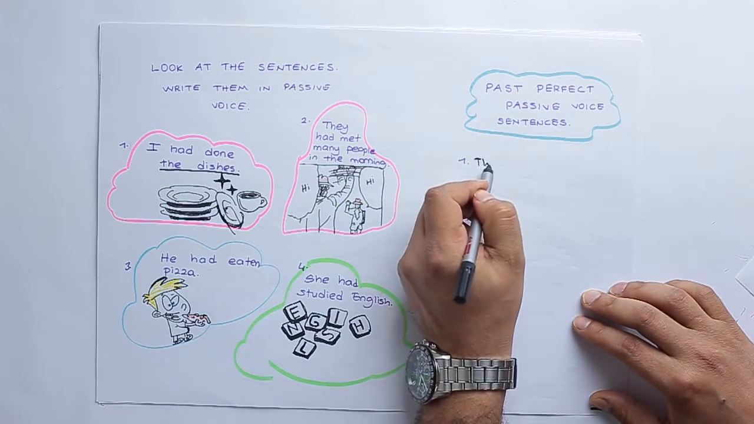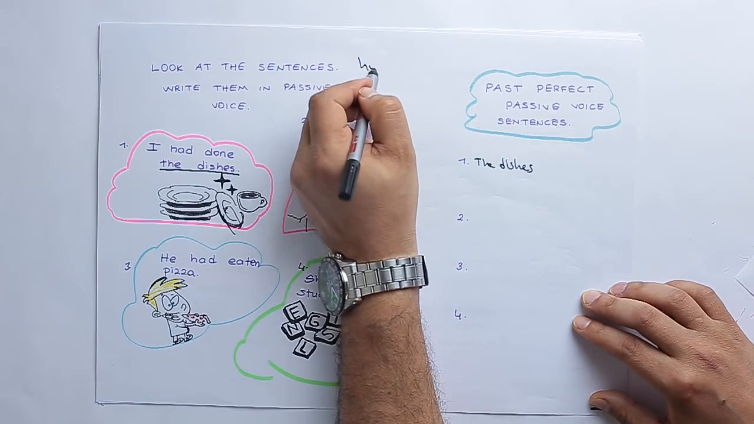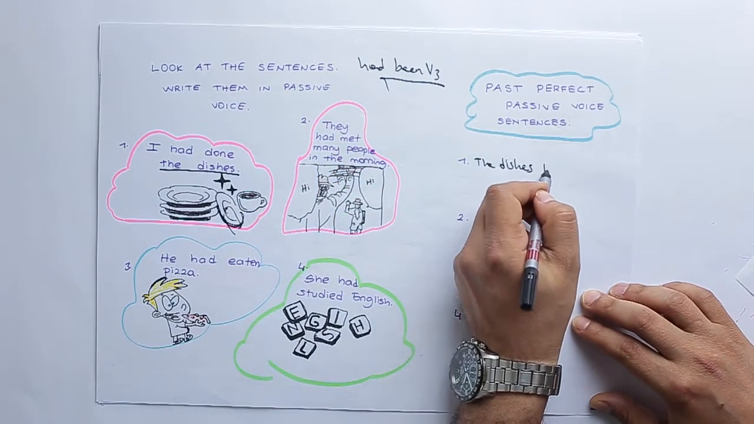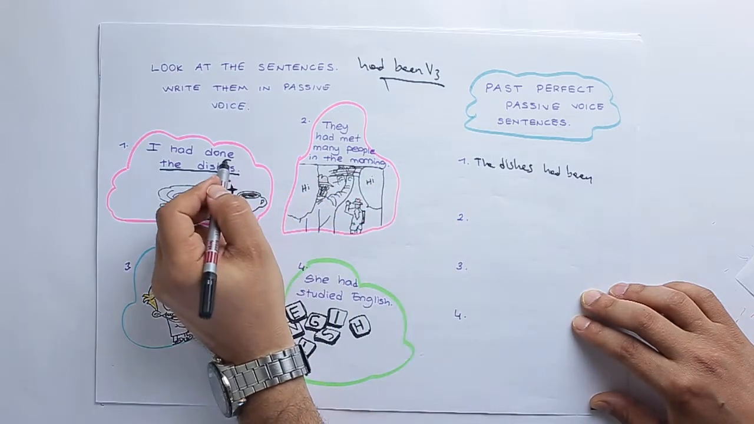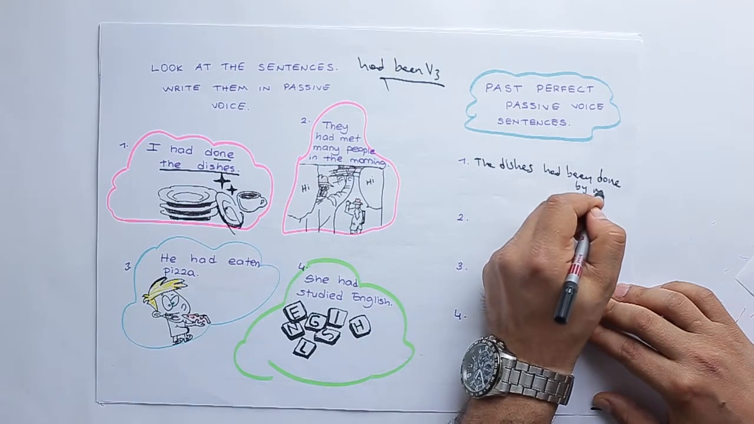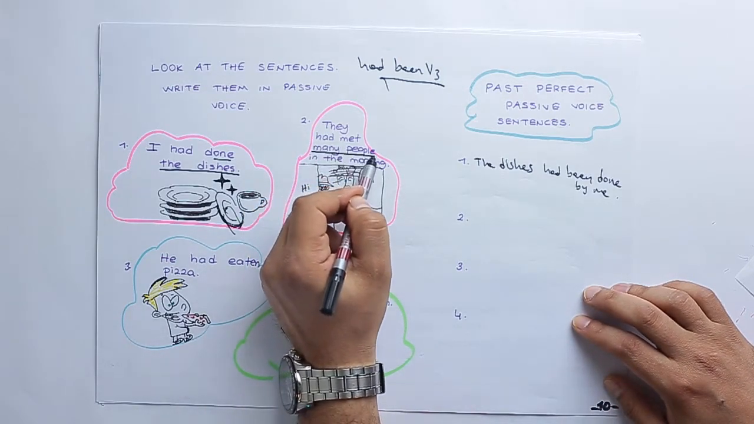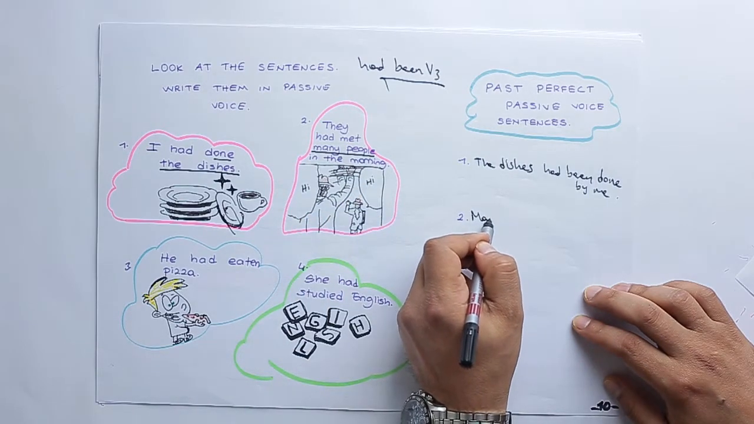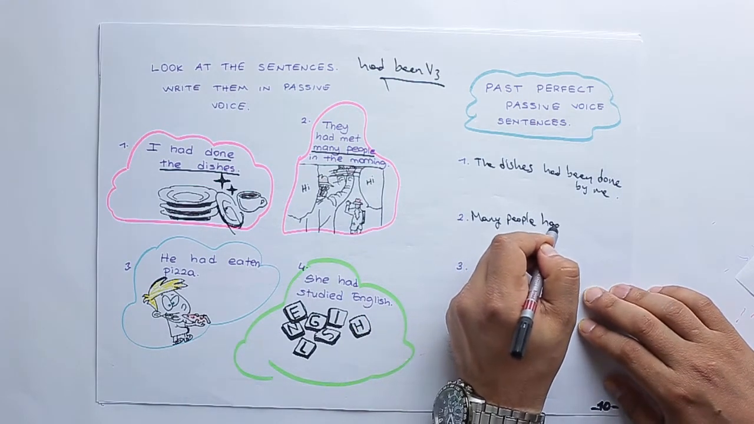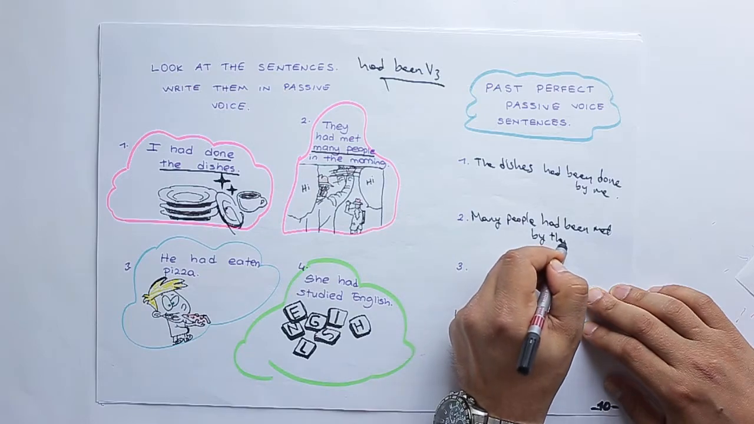The dishes. What was our formula? Try to remember it. The formula was had been plus past participle, verb 3. Don't forget. The dishes had been. What is our verb? Do turns into done. The dishes had been done by me. That's the first one. They had met many people in the morning. Let's find the object: many people. We are supposed to start this sentence using the object. Many people had been met by them in the morning.